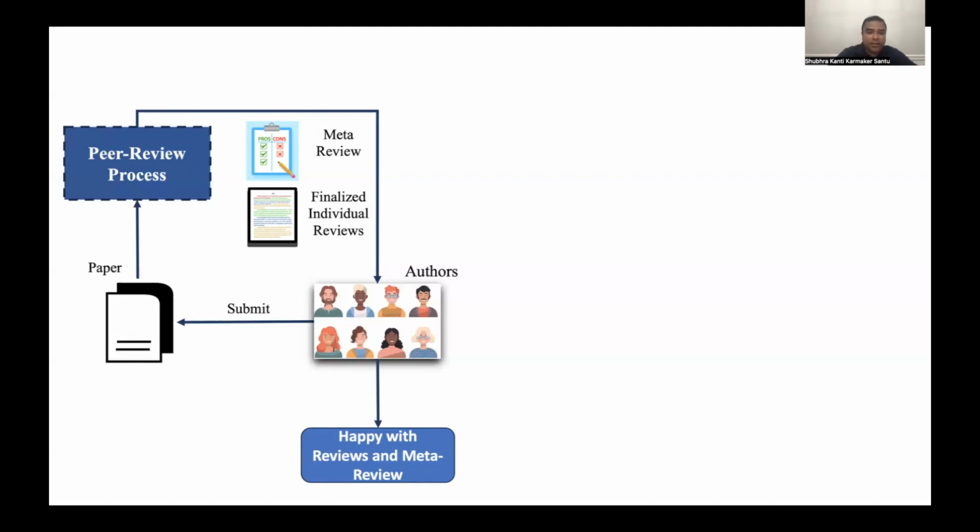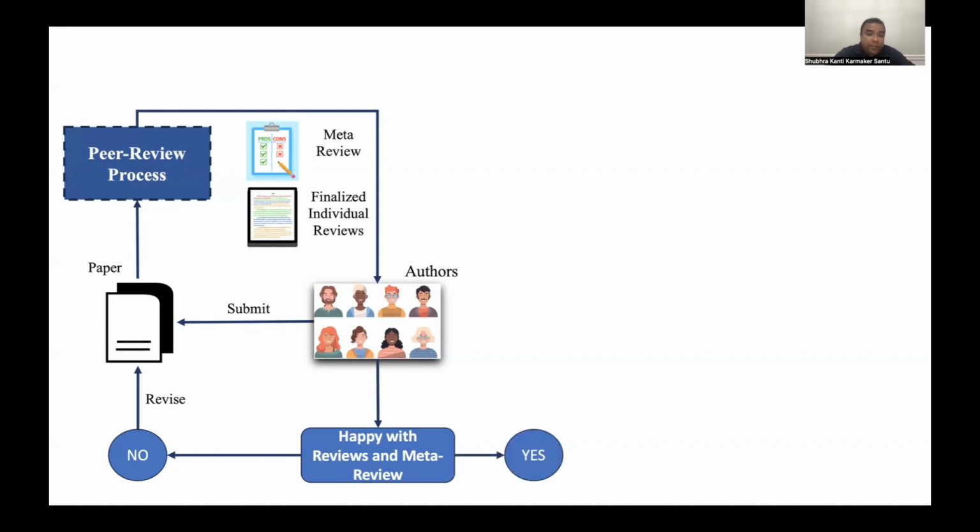But if they are not, then they are going to revise their paper and resubmit to the peer review process again. So they will revise the paper, submit to the peer review process, and then they will get another set of meta review and individual finalized reviews. So this process continues until the authors are happy with reviews and meta review. So they keep improving their paper, or they can also request new reviewers and so on.